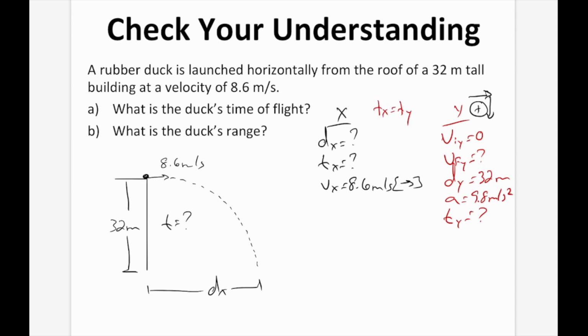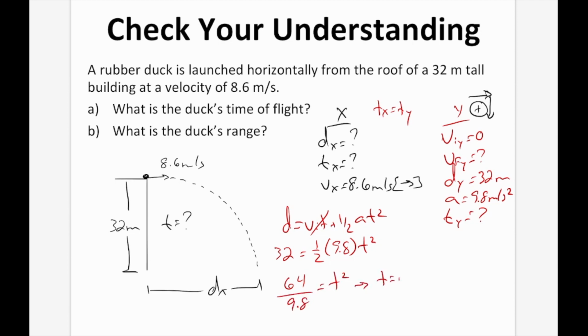So let's solve for t. We're going to use the same equation we used in the last question. So we're going to say that d is going to equal vit plus 1/2 at squared. Distance is 32. vi is 0. 1/2, 9.8 times t squared. Left-hand side is going to be 64 divided by 9.8 equals t squared. t is going to equal the square root of 64 divided by 9.8, and that equals 2.56 seconds. We need 2 sig digs in our answer, so it's going to be 2.6 seconds. So tx and ty are both equal to 2.6.